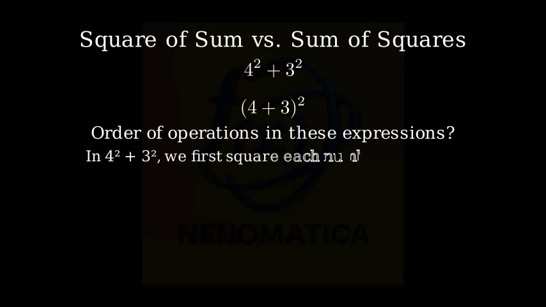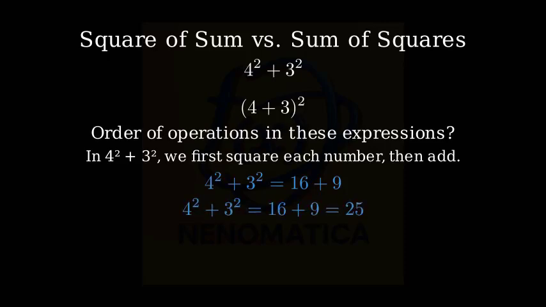In this expression, we first square each number individually, and then add them together. 4 squared equals 16, and 3 squared equals 9. Adding these results, we get 16 plus 9 equals 25.